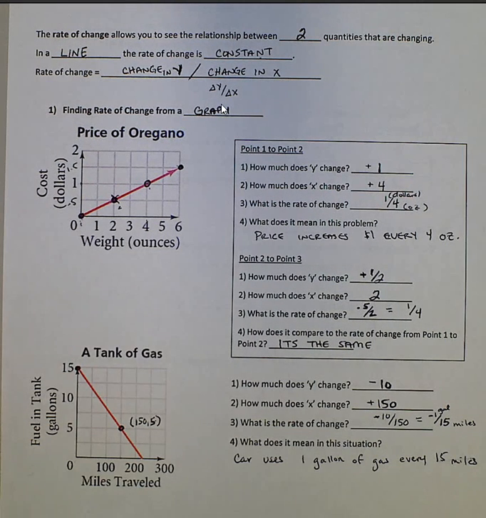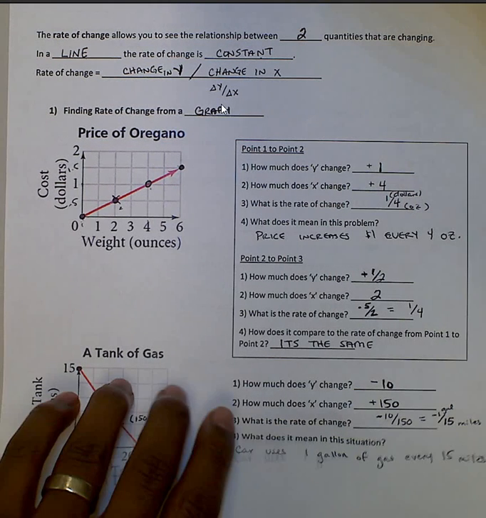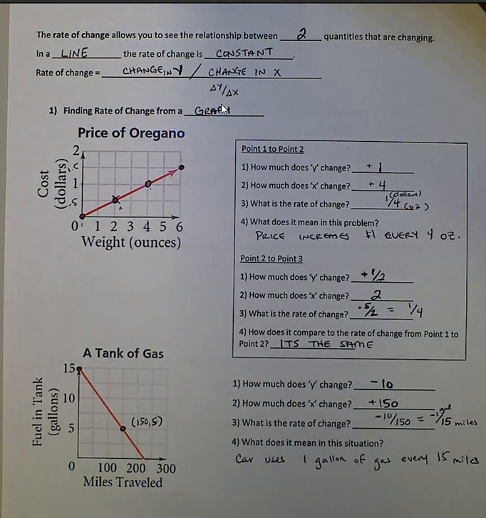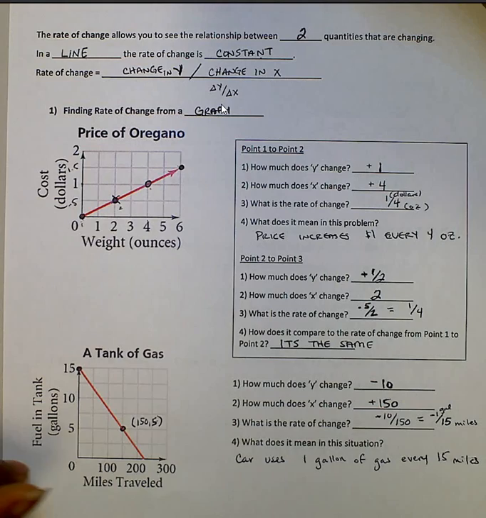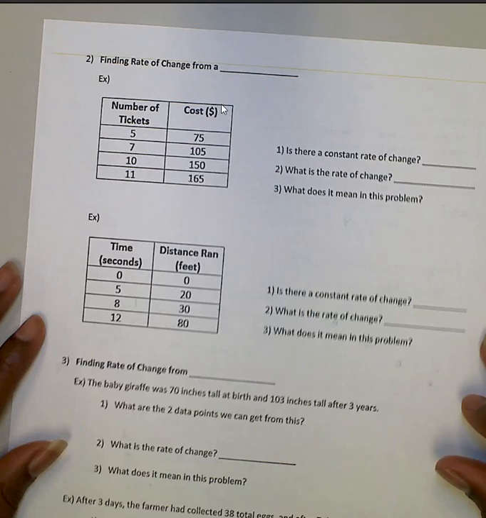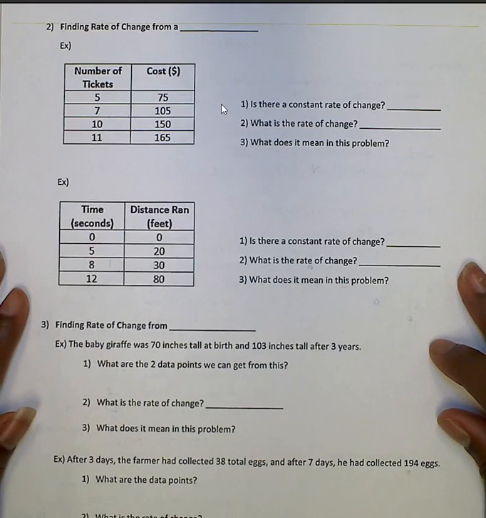Alright? So nothing too difficult there, just making sure that we're being consistent, making sure we put y over x, and then that we're making sense of what's happening in our fraction in our graph. Flipping over to the back side, we'll find the rate of change from a table.